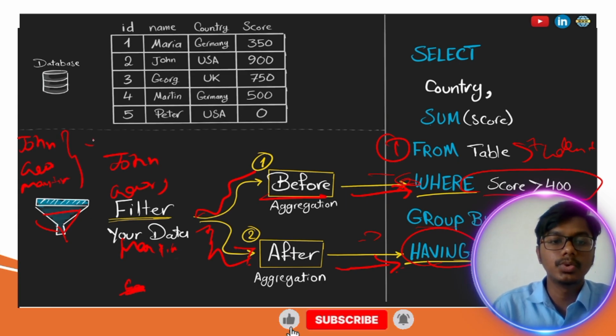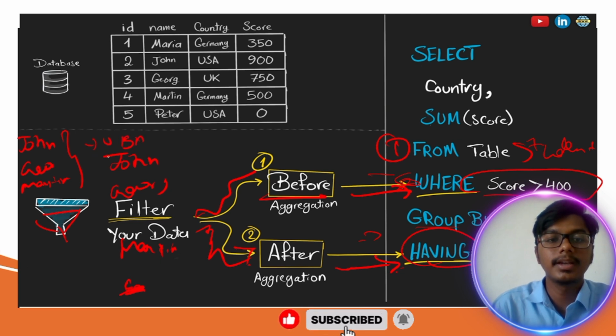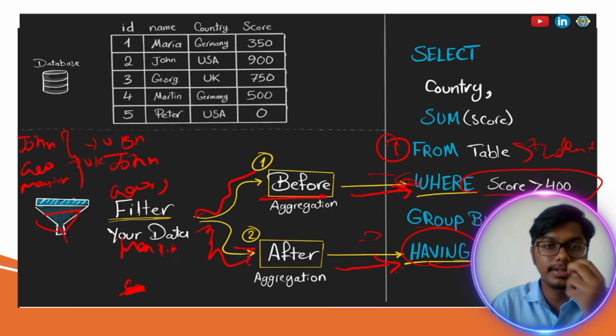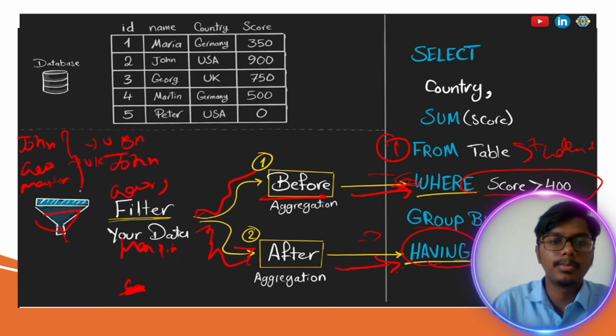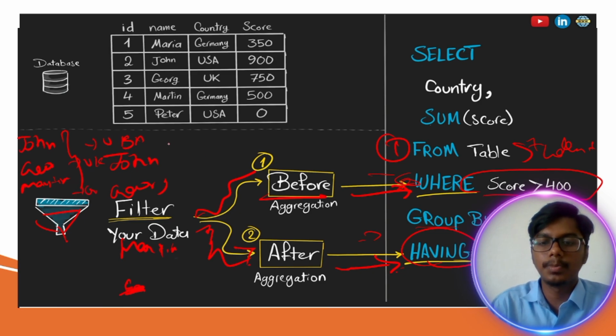John's country is UK, George's country is UK, my favorite country, and Martin's country is Germany. Maria doesn't come. We are grouping by country. After that, we apply the having condition: the sum of the scores must be greater than 800.